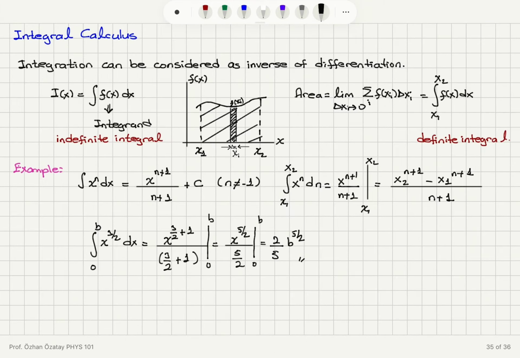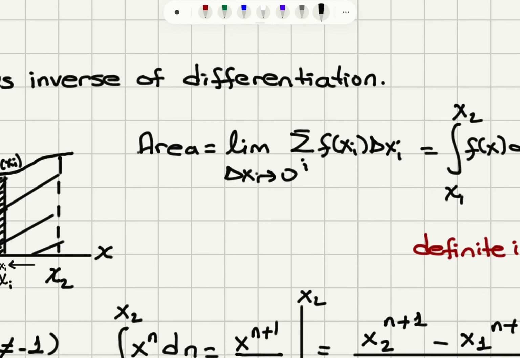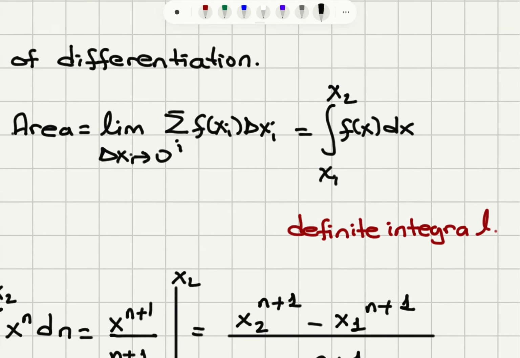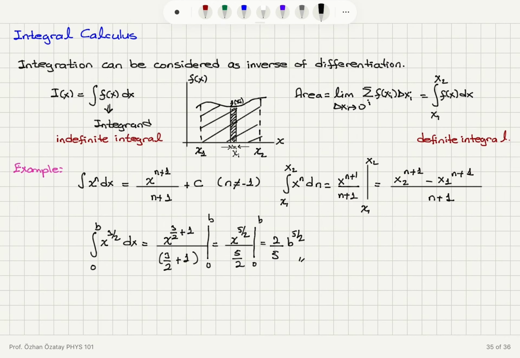So if I add all of these areas, in the limit delta xi goes to 0, the sum over i of f of xi delta xi, that's called the Riemann sum, and we find the integral from x1 to x2 of f of x dx, which is called a definite integral. So it means we're calculating the area under the curve f of x in the interval x1 to x2.